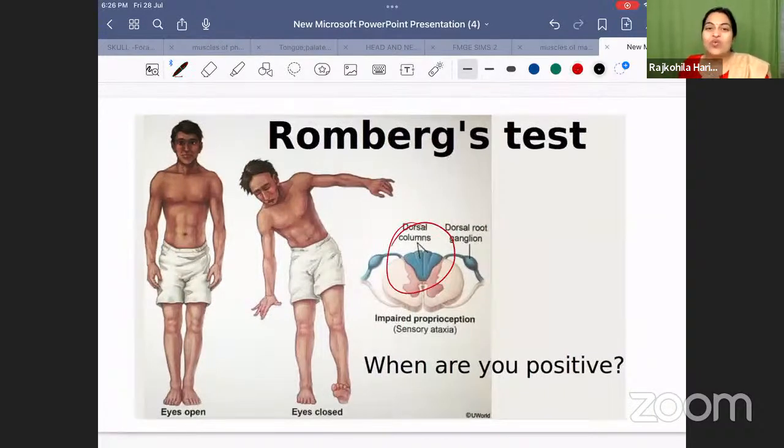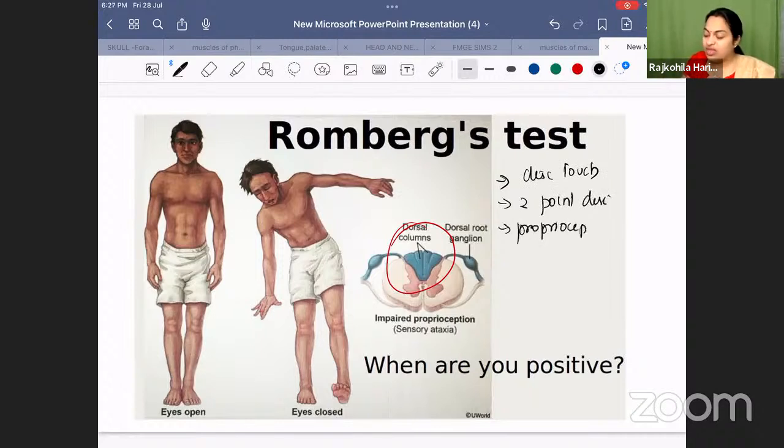Now, who's going to tell me what are the functions carried by this dorsal column pathway? Fine touch or discriminative touch, two-point discrimination, proprioception, vibration, stereognosis, isn't it? So this we call a Romberg's test. You ask the patient to close his eyes and stand. He'll be swaying. Okay, I can't put a foot forward.